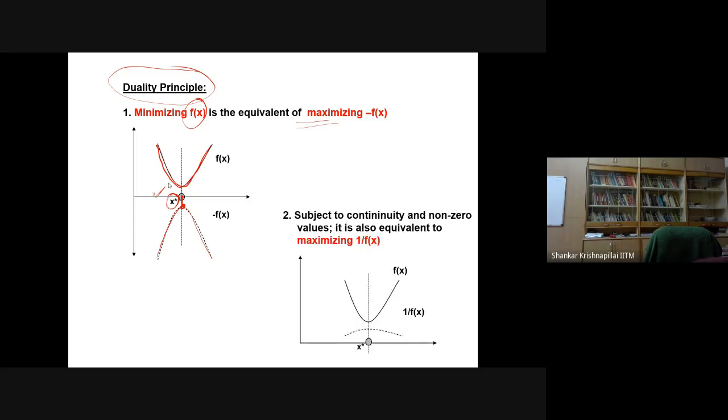Then another thing is that, subject to continuity and non-zero values, minimizing f of x is also equivalent to maximizing 1 by f of x. So this is f of x, and the minimum is at x star. This is 1 by f of x, and the maximum is also at x star. But one problem with 1 by f of x is that sometimes f of x may become 0 and you may get divided by 0. So minus f of x is more preferable for using the duality principle.